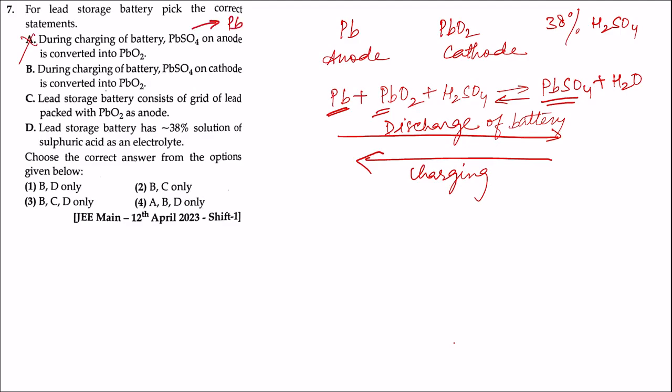During charging of battery, PbSO4 on cathode is converted into PbO2. Correct. Lead storage battery consists of grid of lead packed with PbO2 as anode. Wrong. Lead storage battery has 38% solution of sulfuric acid as an electrolyte. Correct. So statement B and D are correct. Choose the correct answer from the options given below. Correct answer is option 1, that is B and D only.